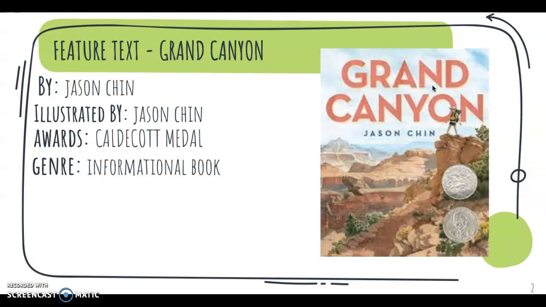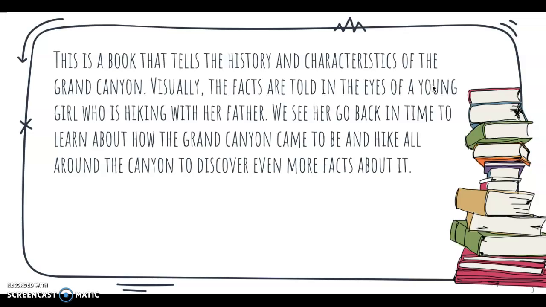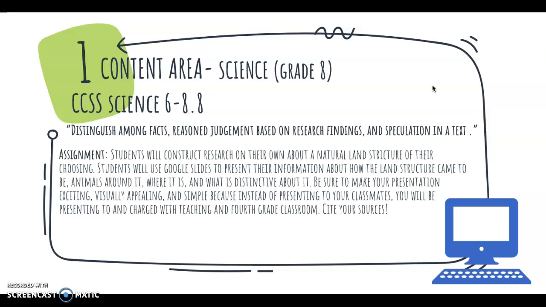For my feature text, I chose Grand Canyon by Jason Chin. This is a book that tells the history and characteristics of the Grand Canyon. Visually, the facts are told in the eyes of a young girl who is hiking with her father. We see her go back in time to learn about the Grand Canyon, how it came to be, and hike all around the canyon to discover even more facts about it.